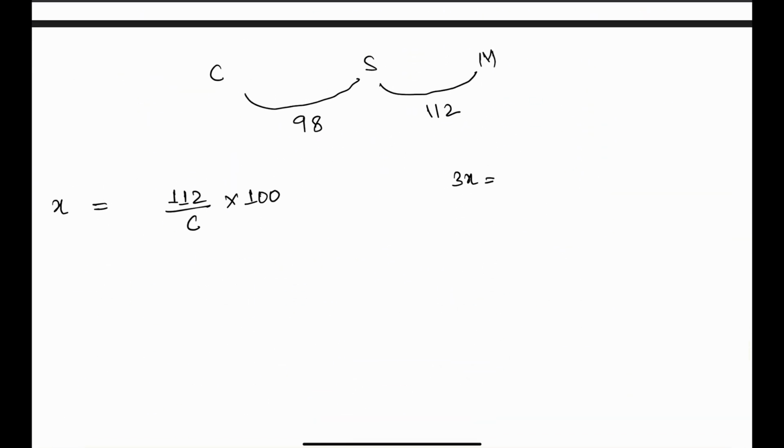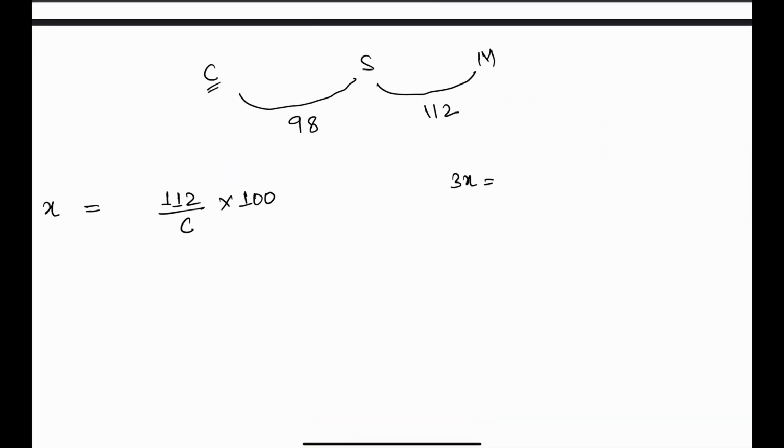So my cost was this much, so my mark price will be the addition of both. What is the difference? That is 98 plus 112. 98 plus 112 divided by the mark price, right?